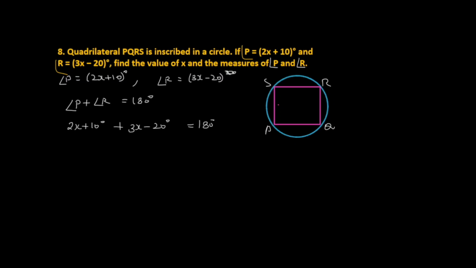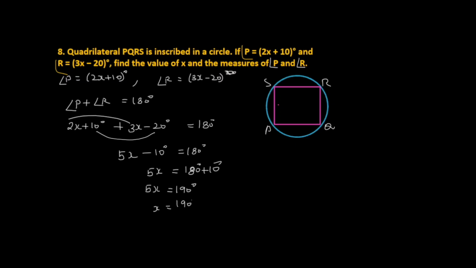180 degrees. When we add 2x and 3x, we get 5x, and plus 10 minus 20 will be minus 10, is equal to 180 degrees. So 5x, transpose minus 10 to the other side, 180 plus 10. So 5x is equal to 190 degrees. So x is equal to 190 by 5, so x is 38 degrees.